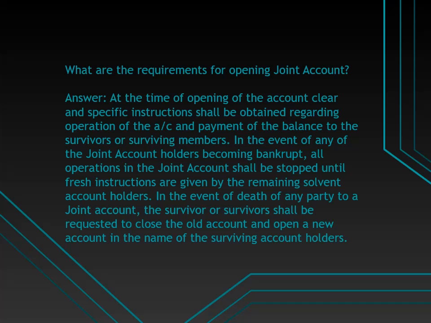Answer: at the time of opening of the account, clear and specific instructions shall be obtained regarding operation of the account and payment of the balance to the survivors or surviving members. In the event of any of the joint account holders becoming bankrupt, all operations in the joint account shall be stopped until fresh instructions are given by the remaining solvent account holders.